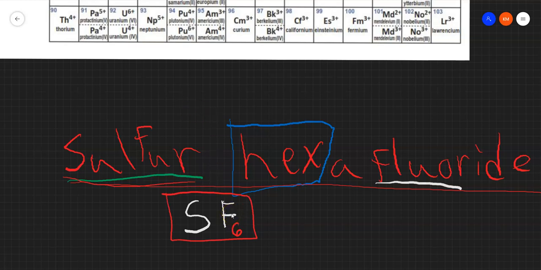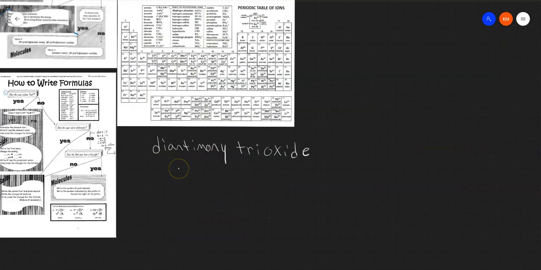Okay, so with this, it's not ionic. They don't have charges, and so you don't have to do the crisscross. All right, let's try another one. Our next one is diantimony trioxide.